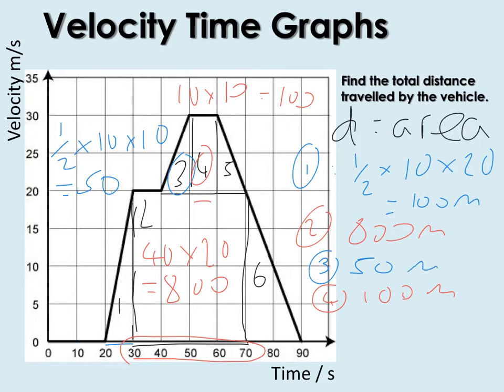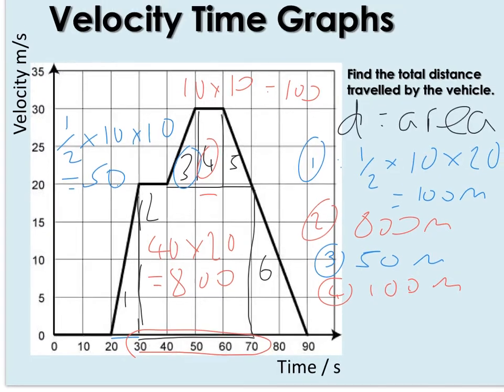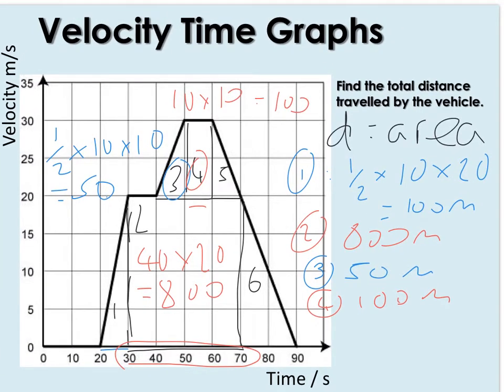So part 5 we will know is already 50 metres because it's the same triangle that we did as number 3, so that's going to be 50 metres there. If we did that, so we do a half times 10 times 10, we should get 50 metres out as well. And 6 is going to be our final one now. So here we can see we've got a distance between 70 and 90 is 20. That goes up 20, so it's a half times 20 times 20.